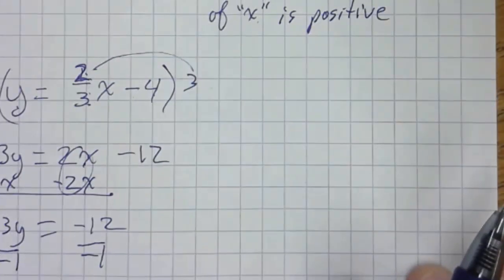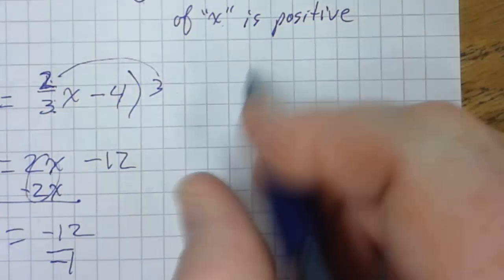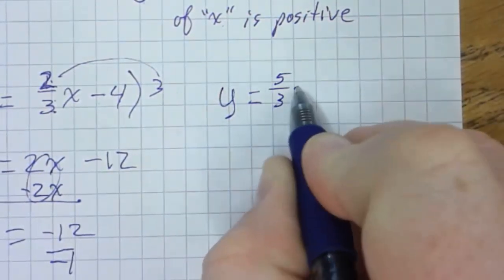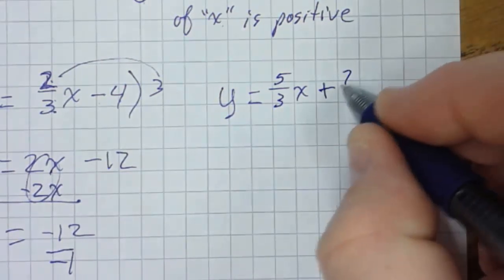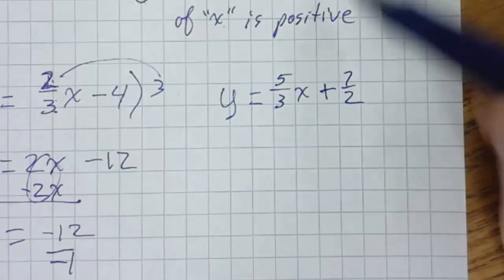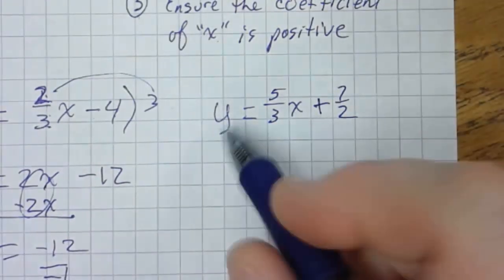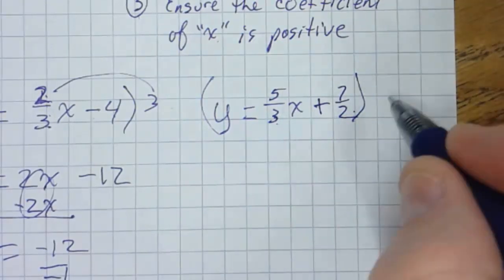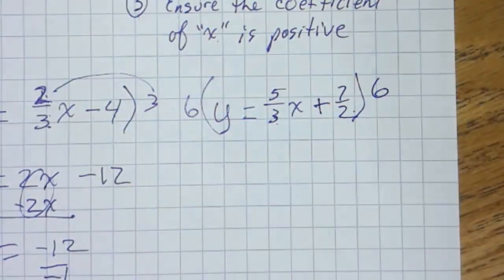My next example, I'm going to do it with two separate fractions. So let's say I have y equals 5/3 x plus 7/2. Let's go ahead and do that. So I have two different denominators. So step one, when I clear all fractions, I'm going to multiply this whole thing by the least common denominator of 3 and 2, which happens to be 6. So I'm going to multiply everything by 6.